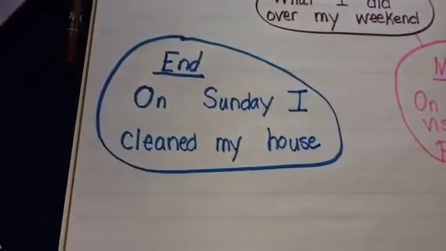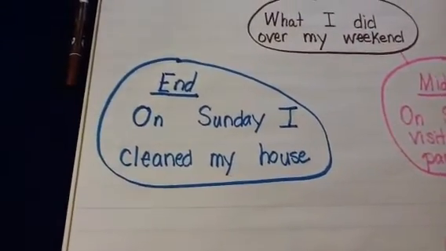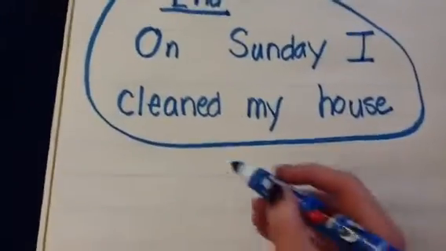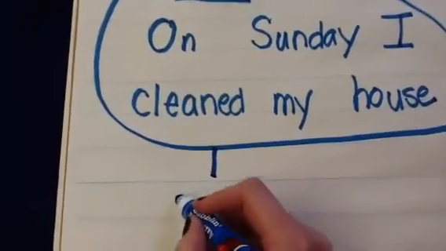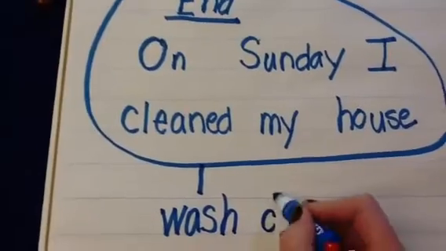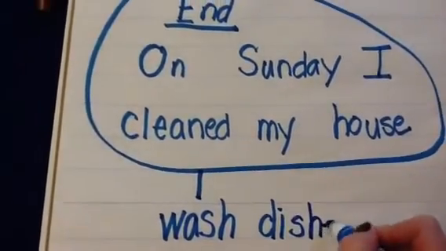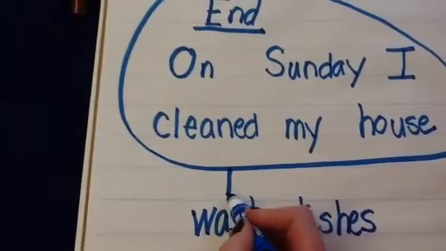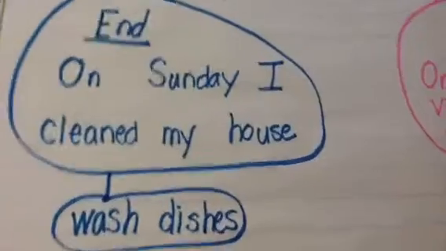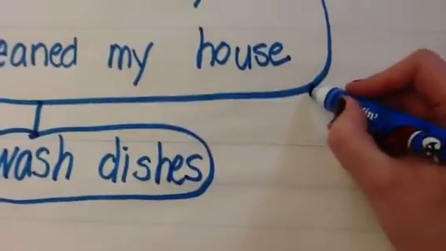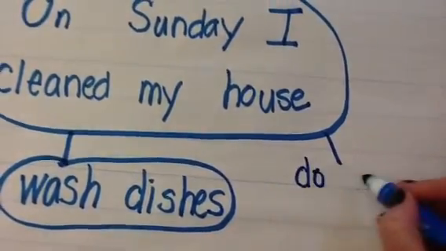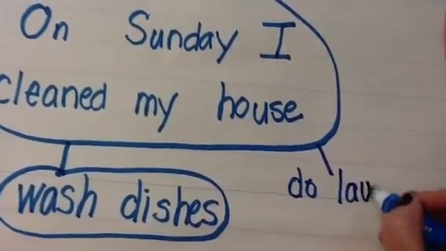Excellent. So next, I need to think about the details of my end. What did I do when I cleaned my house? One thing I had to do was wash dishes. So I've included that detail inside a bubble. I also had to do laundry. So I washed my clothes.